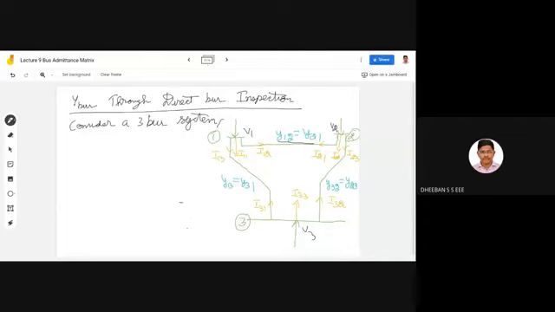So what is our aim? Our aim is to arrive at the equation Y bus into V bus equal to I bus. It is our aim to arrive at this equation from the given diagram. Okay, it is a theoretical part. So sometimes they might ask you to derive. In such a case, you use this 3-bus system.